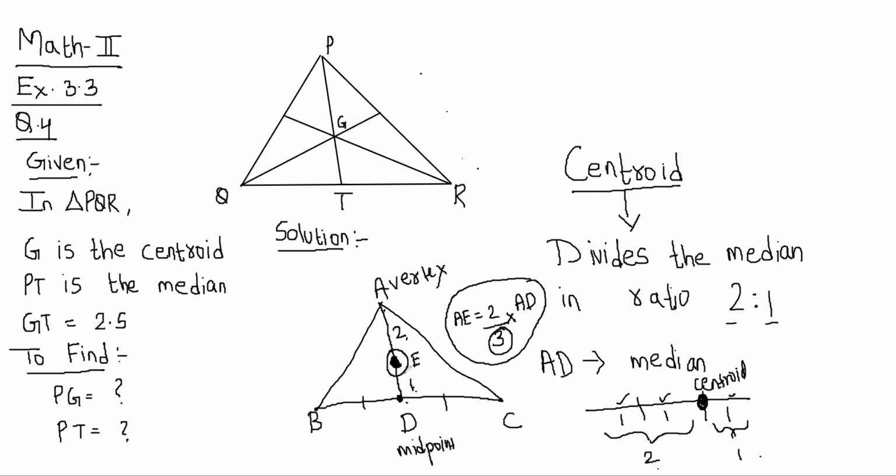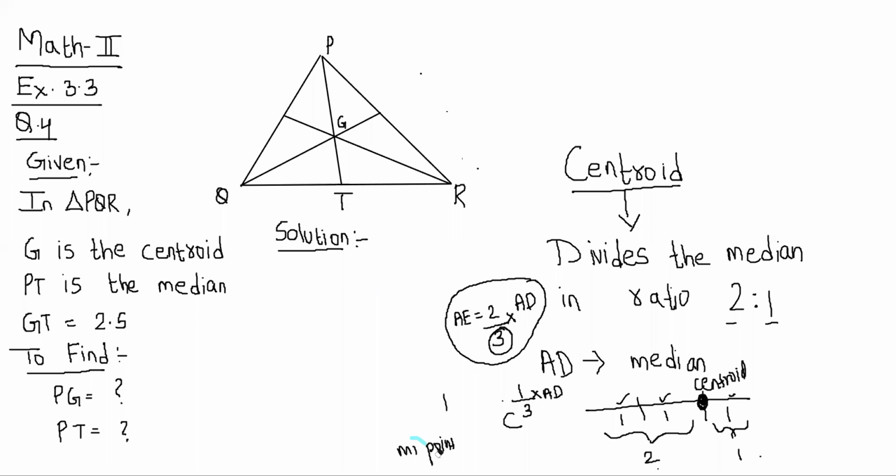Understood? Then similarly ED, how to find ED? ED is how many part? 1 part. So ED is equal to, we will write 1 out of, we'll add the ratio 2 + 1, we'll write 3, 1/3 into AD, the whole segment. So like this we are going to find our final answer.